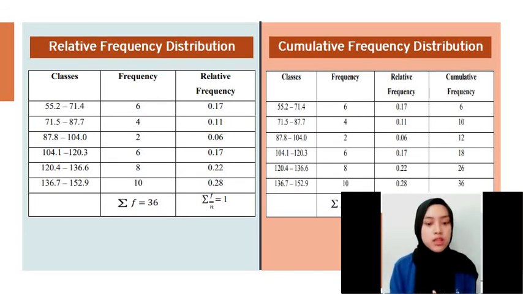Proceed with the cumulative frequency distributions. To get the value for the cumulative frequency, we need to add the current frequency to the previous frequency.